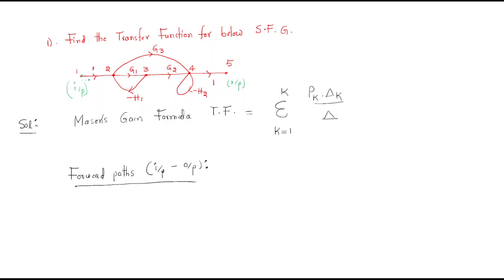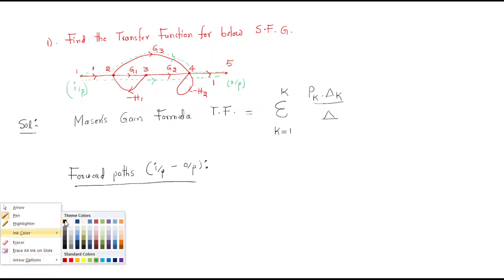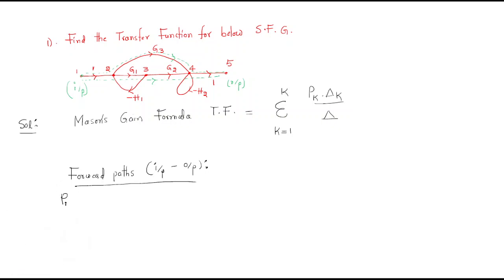So here, this is the one path, and this is the second path. We have two paths. So path 1, take it as P1. How do we get P1? In forward path 1 you have to write the branch gains. So first take the 1 to 5 path, and in this write the branch gains.